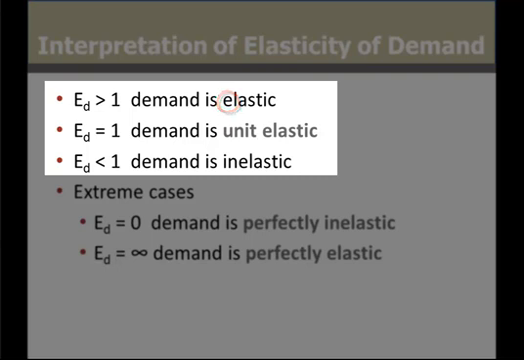When the elasticity coefficient is less than 1, the percentage change in quantity demanded is less than the percentage change in price based upon the formula, indicating that consumers are not very sensitive to price changes. Thus, it is inelastic. When the elasticity coefficient equals 1, this is a special case called unit elasticity. This means that the percentage change in price and the percentage change in quantity are exactly equal.